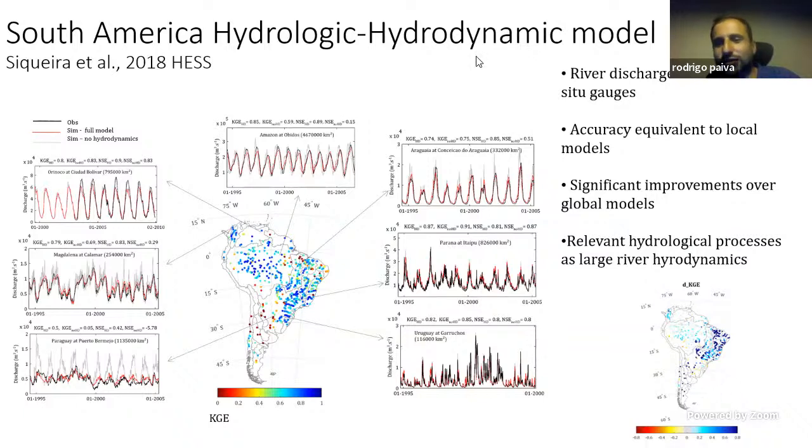And as a consequence, if we compare the MGB with the global models, this is the increment we get. So the increment in blue can be 0.5, 0.6, 0.8. So with that, we concluded that the effort into improving a model for the continental scale was useful.